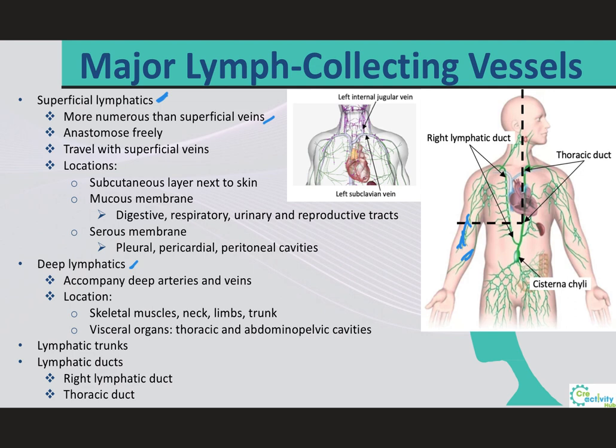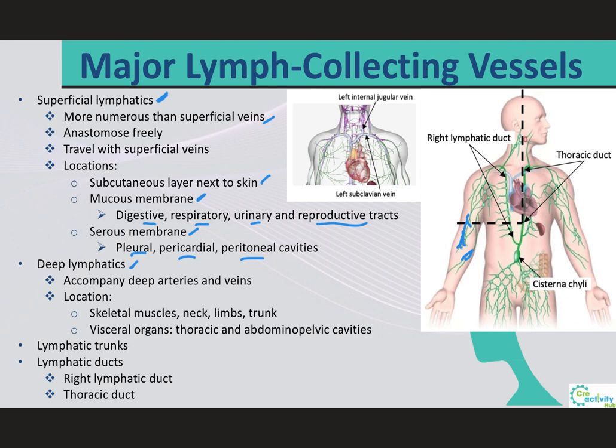So in the subcutaneous layer next to the skin, in the loose connective tissue of the mucous membranes that line the digestive, the respiratory, the urinary, and the reproductive tracts, in addition to some cavities that include the pleural, the pericardial, and the peritoneal cavities.